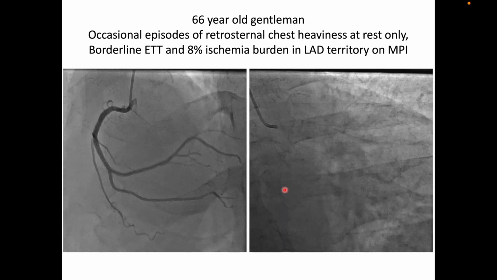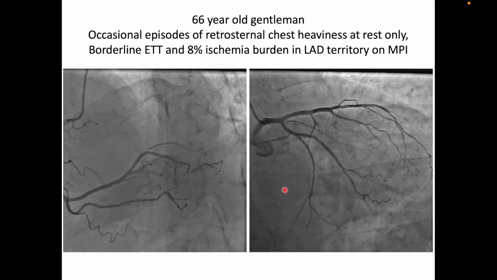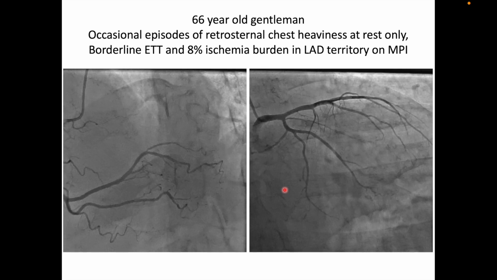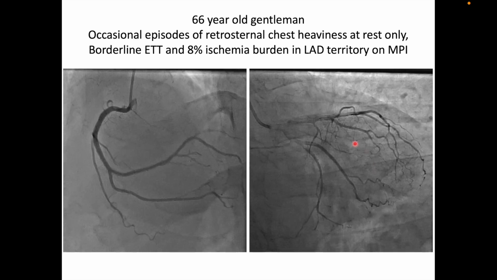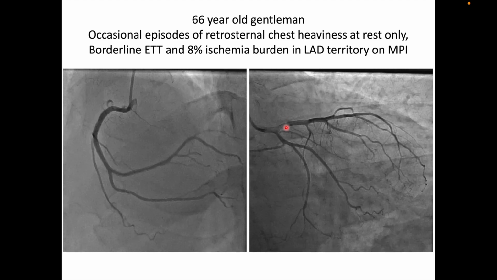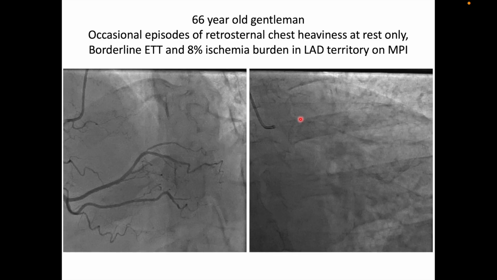The right coronary artery was dominant and normal. The left coronary artery, you can see that, by and large, it looks good. But in this caudal view, there is some minor disease in this proximal segment, but nothing significant.